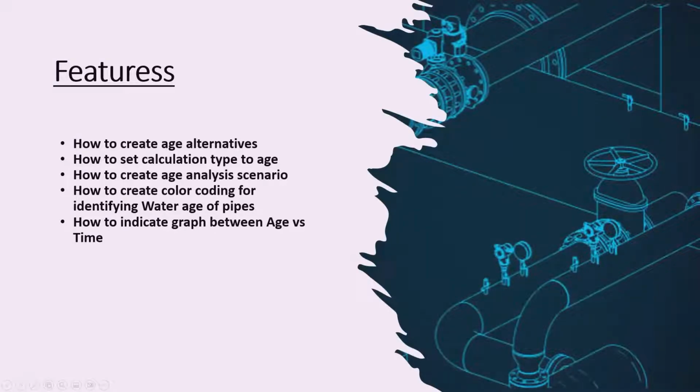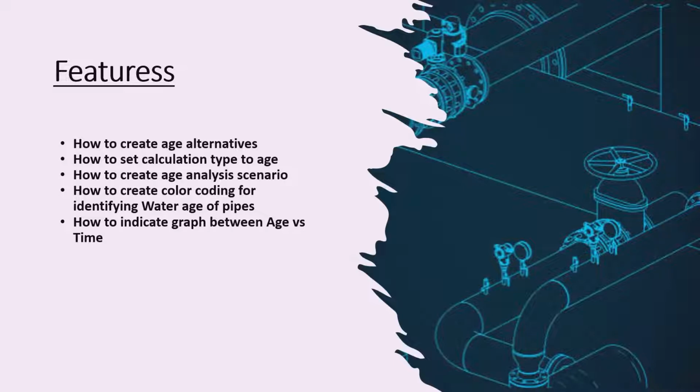Basically, water age refers to the time it takes for water to travel from its source to the consumer, and is influenced by distribution system flow, velocity, and pipe length. Residence time in the reservoir is probably the most important contributor to age.